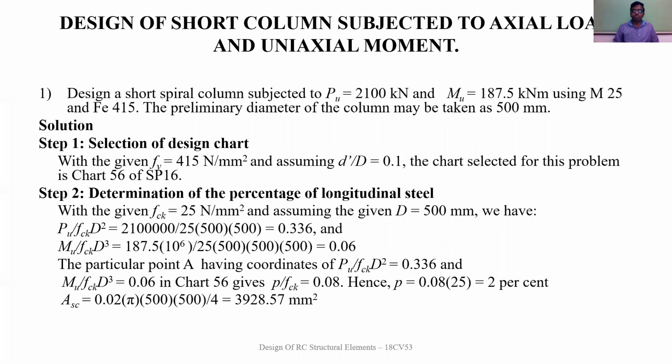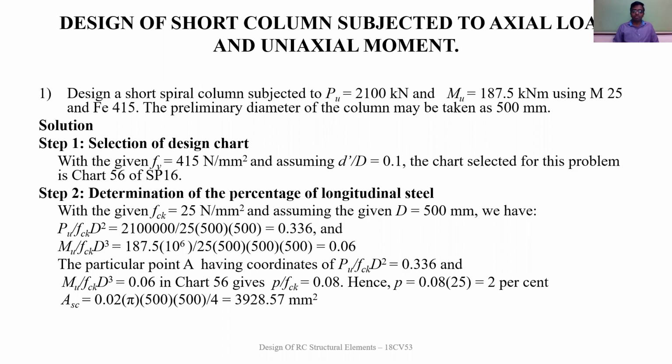When a column is subjected to an axial load and moment in any one principal axis, we call these types of column axially loaded and uniaxial moment type of columns. Generally, these types of column occur when the load is applied at some eccentricity along any one direction of the column. In this particular type of column, the column will be subjected to both axial force as well as a moment.